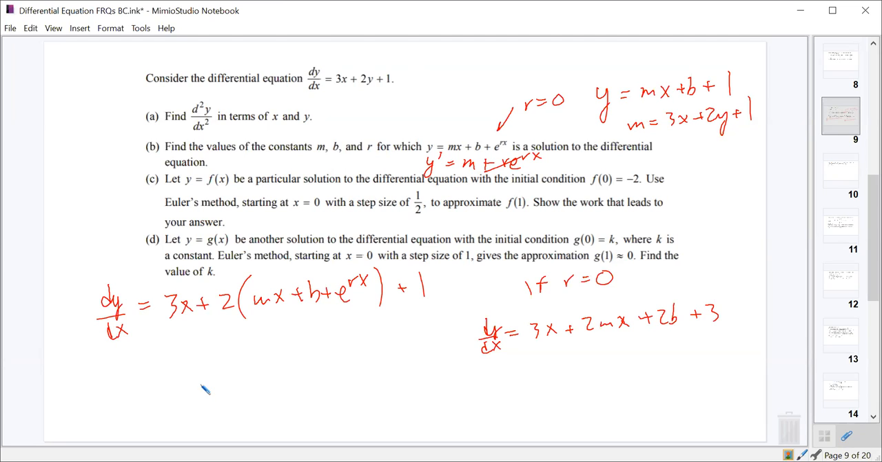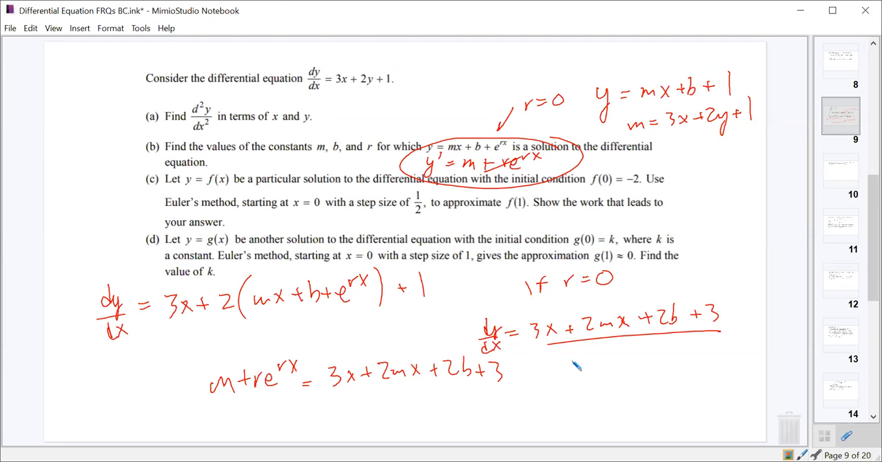I guess I'd do this. I'd probably go with something like m plus r e to the rx is equal to this. What do we have? We had 3x plus 2mx plus 2b plus 3. Yeah, I guess this is what I would do. So I would set this one equal to this one that I just wrote out. Yeah, this will work out better.